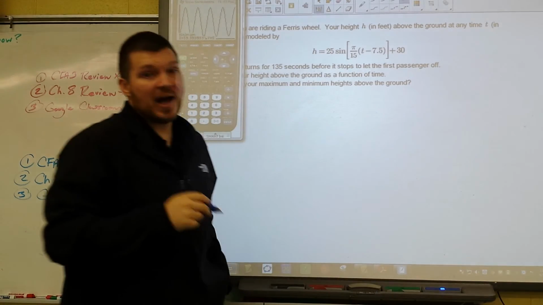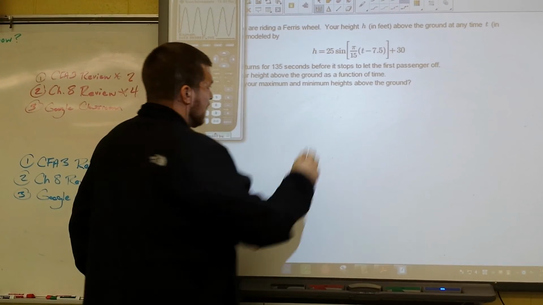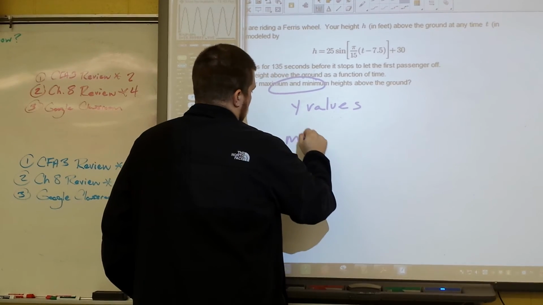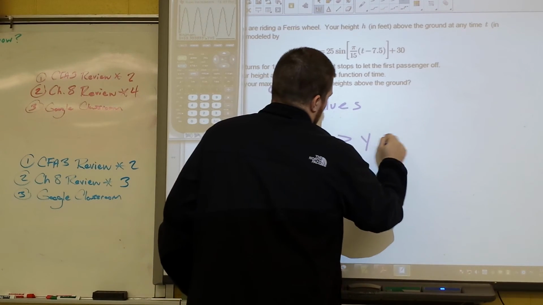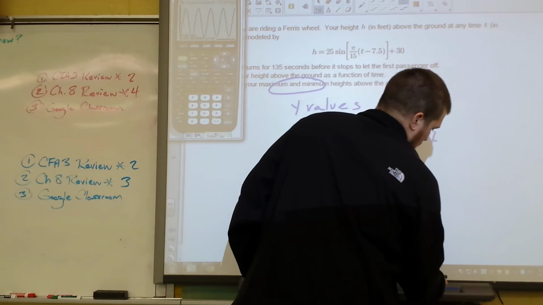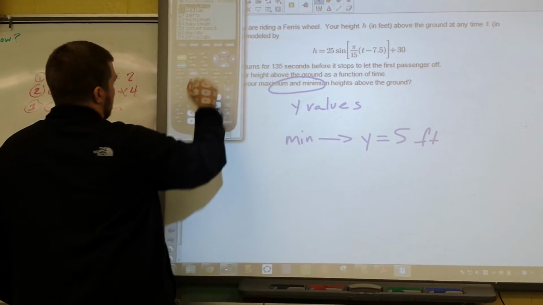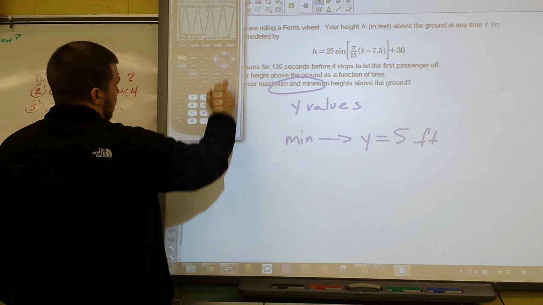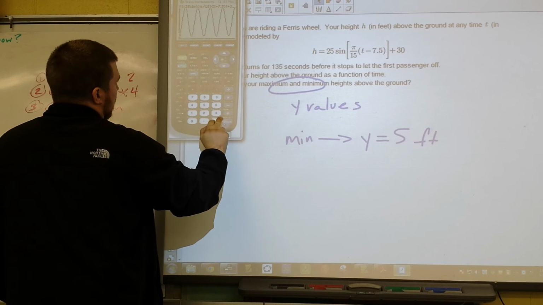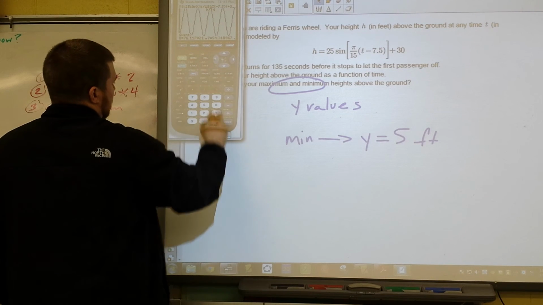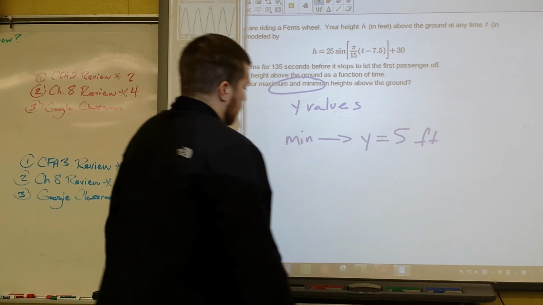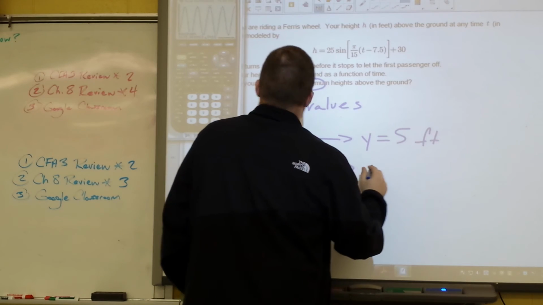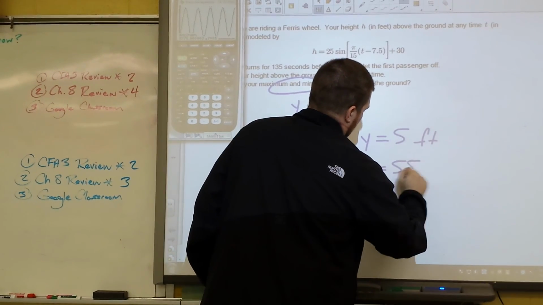Since we're talking about a height, how high above the ground, we're looking at y values. So the minimum, y equals 5 feet. And the maximum, second calc, option 4 for maximum. Left bound, you just need to be on the left side of the mountain. Right bound, you need to be on the right side of the mountain. And guess, you need to be on the top of the mountain. And the max, again, you're looking at y values. Max is y equals 55 feet.